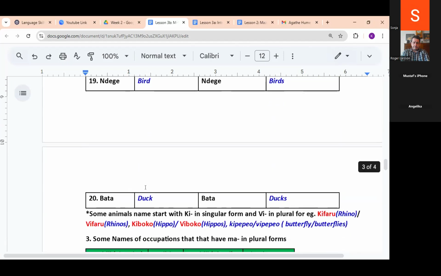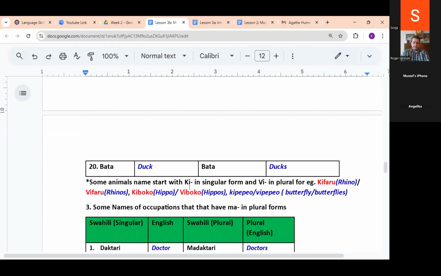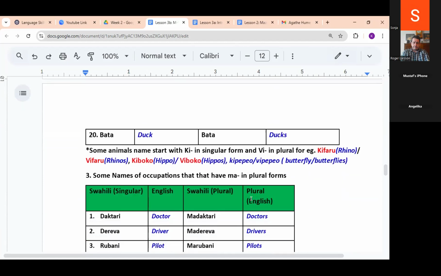And also we have a few names here. Some animal names start with ki in singular form and vi in plural form, for example kifaru. These are very few animal names that have plural forms. So kifaru, we say vifaru, rhinos. Kiboko is a hippo, and if they're many, we say viboko, hippos. Kipepeo is a butterfly. If they're many, we say vipepeo. Sawa.